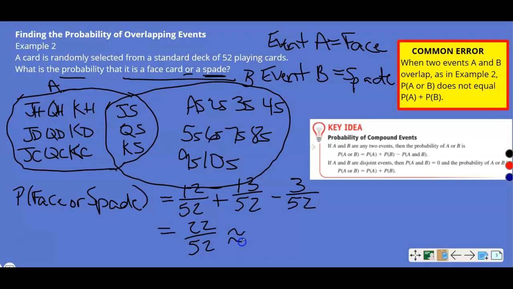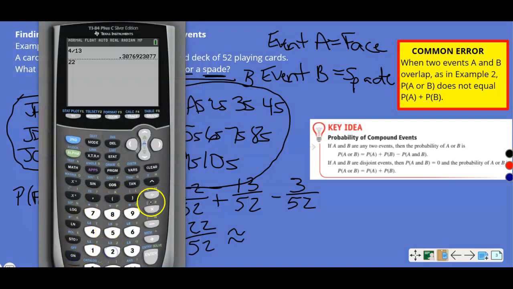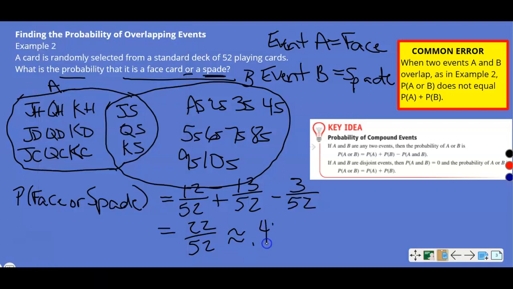And that's going to be approximately 0.423, which is about 42.3% that a card is a face card or a spade. And you can see here the common error is a lot of times people add these two event spaces and they forget to subtract. So make sure you know that that's not just P of A plus P of B.